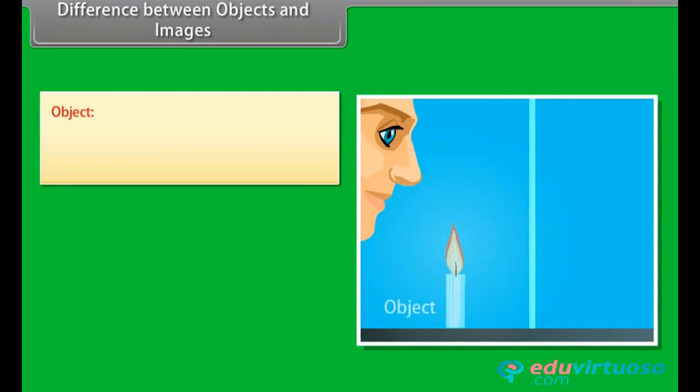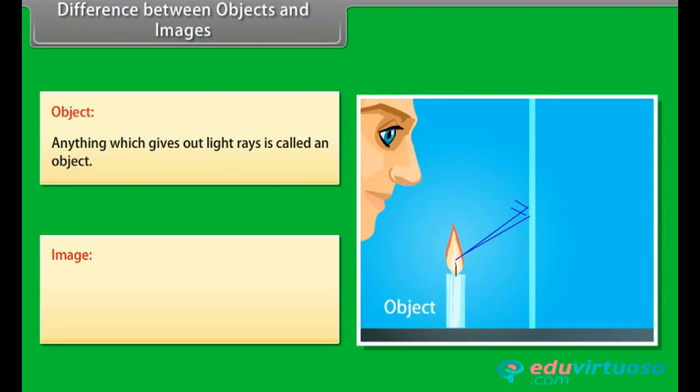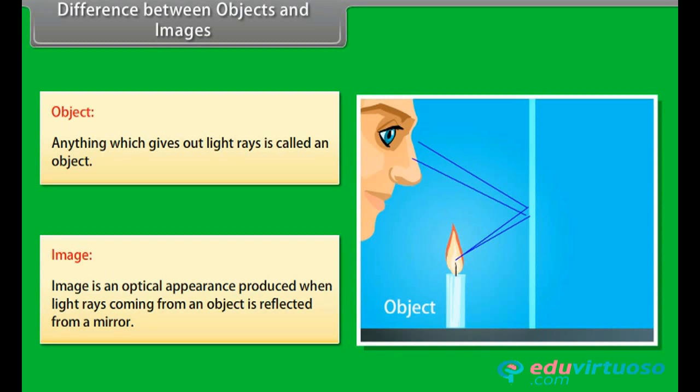Difference between objects and images. Object. Anything which gives out light rays is called an object. Images. An image is an optical appearance produced when light rays coming from an object are reflected from a mirror.